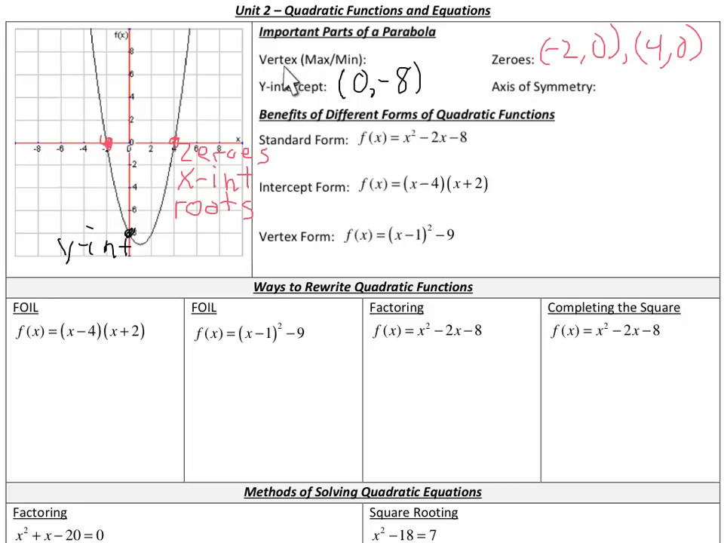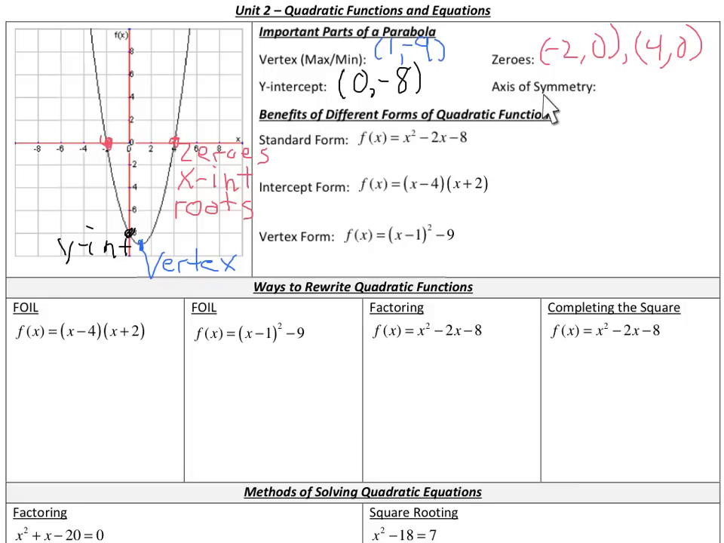All right, the vertex. The vertex is the highest or lowest point. This one is the minimum. So it's right there. So my vertex is right there. Call that vertex. And what would be that coordinate? Well, it would be over 1 and down 9.